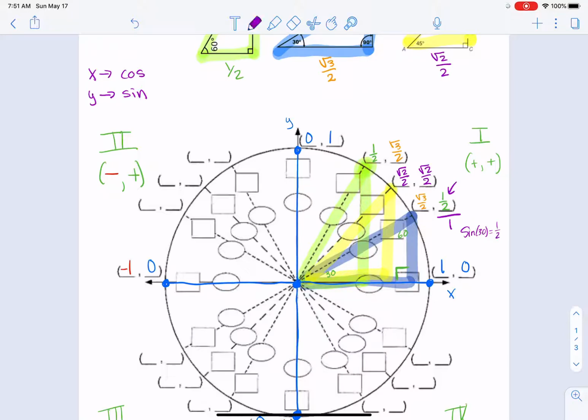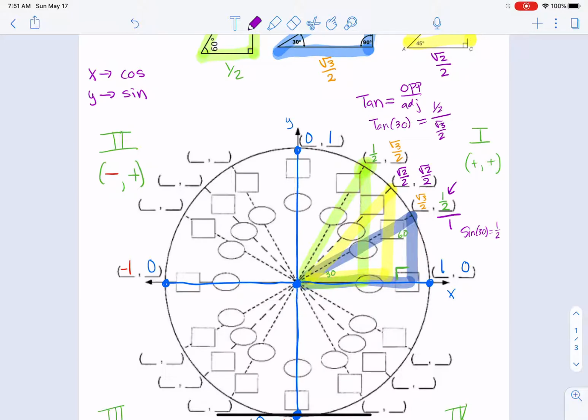So remember that tangent is a relationship of opposite over adjacent. So this one's slightly more complicated because in this case, we don't have 1 to divide by, so we actually have to do some math here. So if we wanted to do tangent of 30, for example, we would look down at our special right triangle right here, 30 degrees. My opposite would be 1/2. My adjacent is going to be square root 3 over 2.